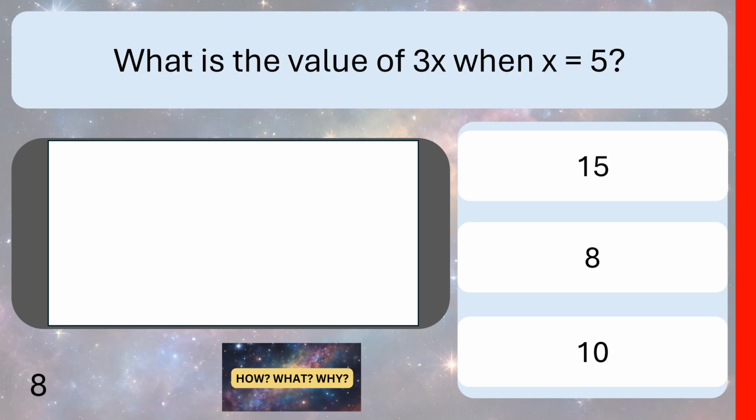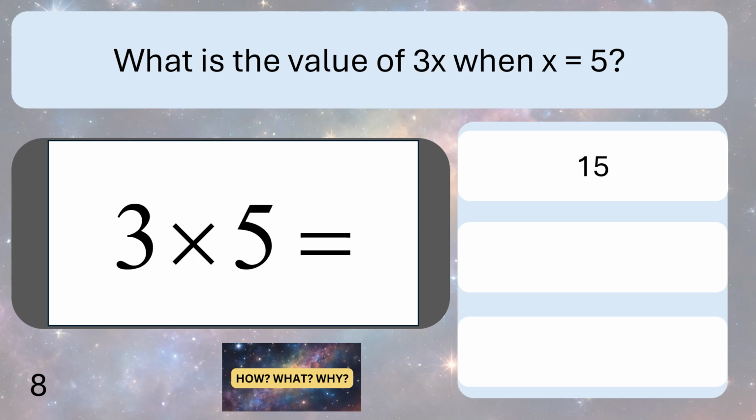Question 8. What is the value of 3x when x equals 5? Is it 15, 8, or 10? The answer is 15, and of course we do this by substituting the 5 in where the x is, and multiplying the 3 times 5 equals 15. Well done if you got that answer correct.